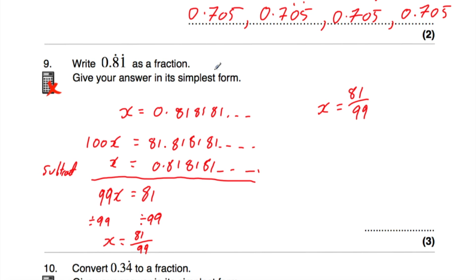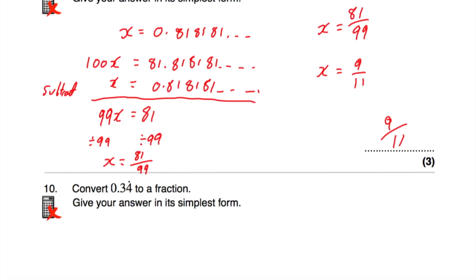Now we want to give our answer in its simplest form, and this fraction can be simplified because 81's in the 9 times tables and 99's in the 9 times tables. So let's divide both the numerator and the denominator by 9. So x equals, 81 divided by 9 is 9, and 99 divided by 9 is 11. So that means our answer is 9/11ths. So the number 0.81 with dots above the 8 and the 1 as a fraction would be 9/11ths.